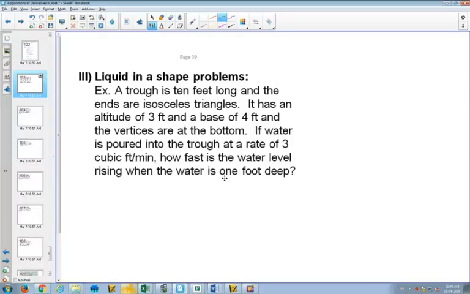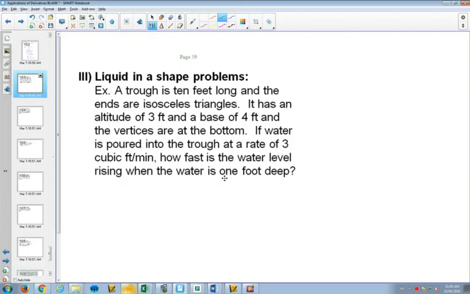I don't know if this is a good category name, liquid in a shape problems, but what's going to be happening is we're going to be pouring liquid into different shapes, and as you do that, you're going to look at rates of change. So in this case, we've got a trough. Have you ever heard of the word trough before? So it's 10 feet long, and the ends are isosceles triangles.